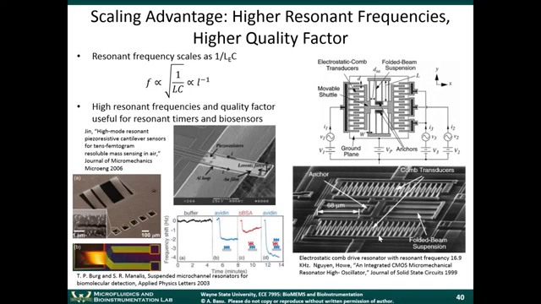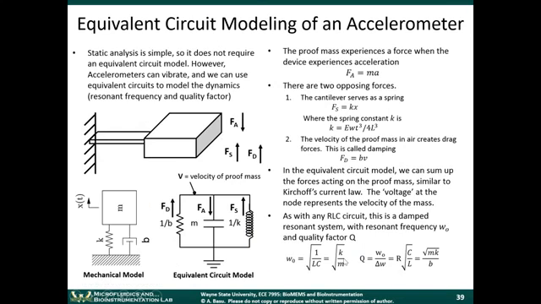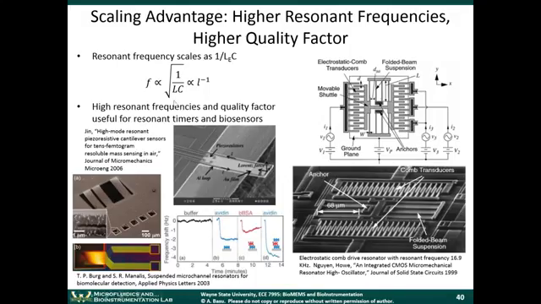So let's talk more about the scaling advantage. Higher resonant frequencies mean a higher quality factor. Resonant frequencies scale as 1 over the square root of L times C, or the square root of K divided by M. So this scales as L to the negative 1. Actually, that's not quite correct. It really depends on how you're scaling your spring constant and your mass. If you're just looking at the mass, it scales as length to the negative 3, and then you have the square root of that, so length to the negative 3/2, which is still quite significant. You also have to look at how the spring constant scales as well.